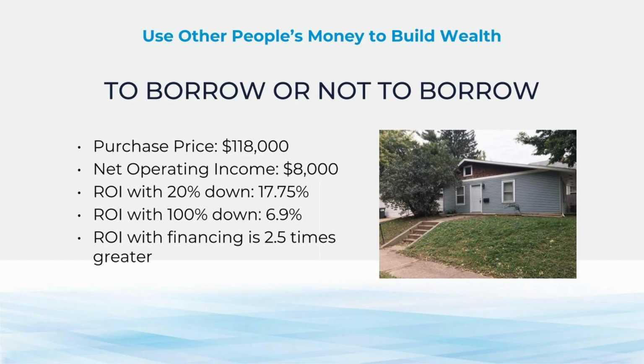Now, our return on investment with 20% down, our ROI with 20% down, I did all the math for us, is 17.75%.